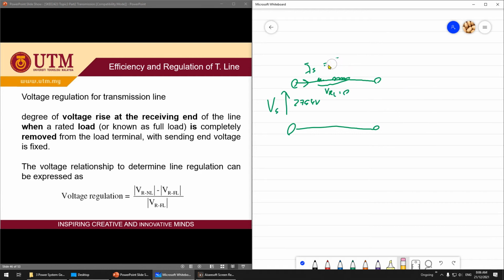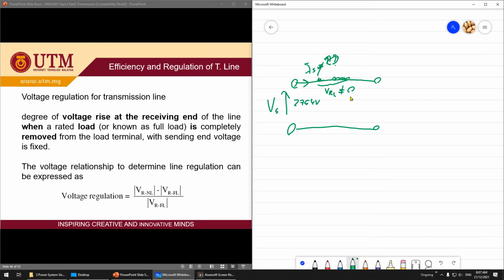But at full load, you have a value here. You have a current, so VR is not equal to 0.